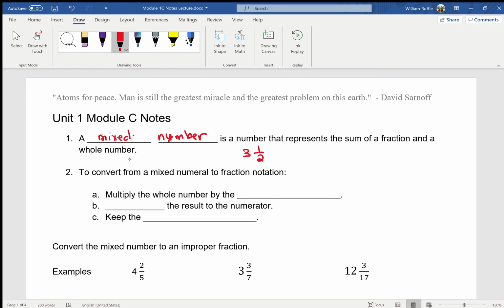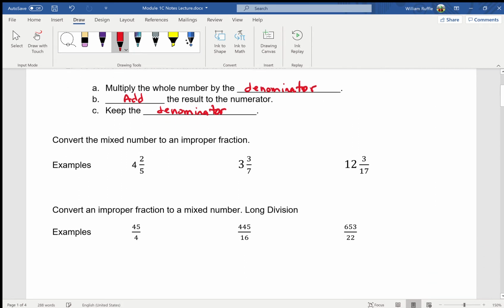To change a mixed number to a fraction notation or improper fraction notation, you multiply the whole number by the denominator. Then you add the result to the numerator, and you keep the denominator the same. That does not change in this. And we're going to do a couple of these.